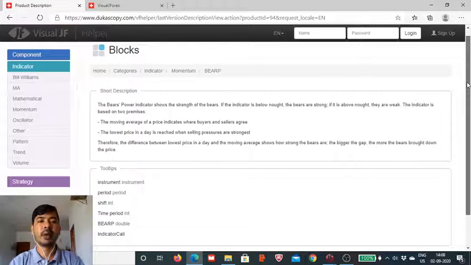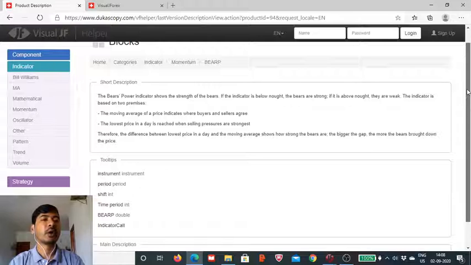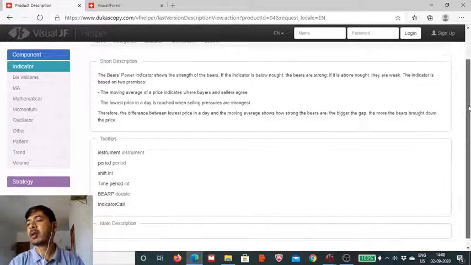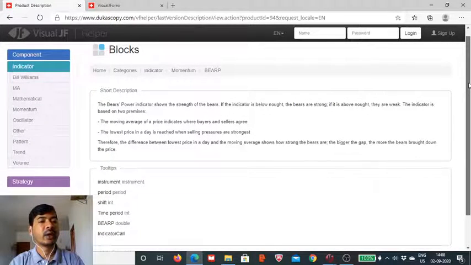This is a bear power indicator. In coming sessions, we will also talk about the bull power indicator, and at that point in time, we will think about the bullish setup. Now, for today's setup, we are mostly looking into how to find the bearish setup for profitable trading opportunities.